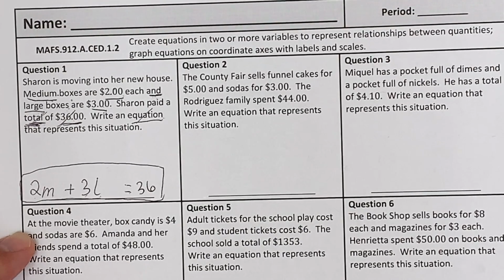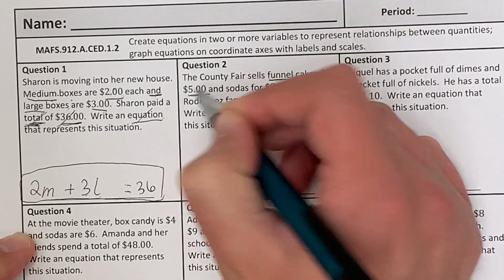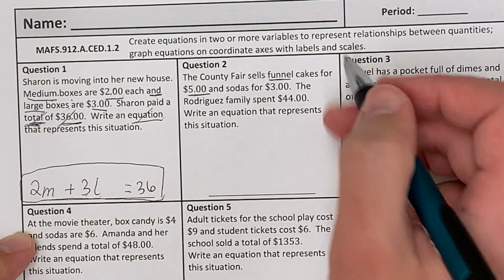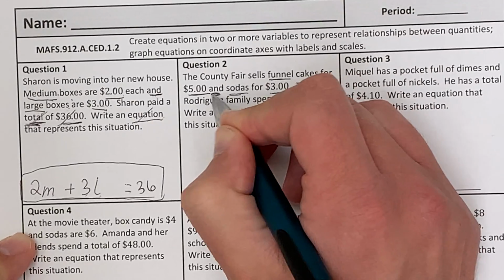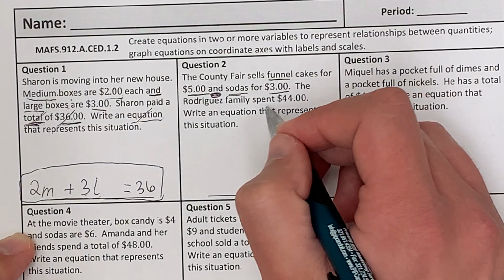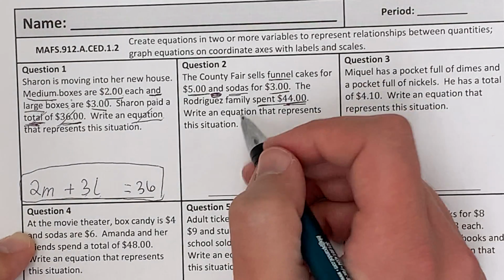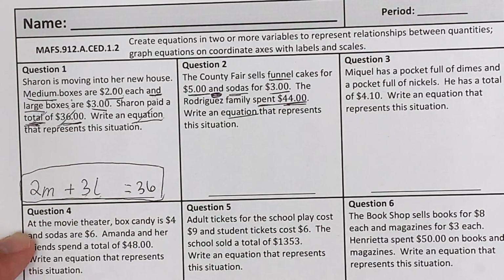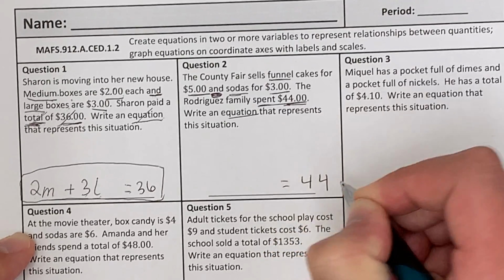The county fair sells funnel cakes. So funnel cakes for $5. So go ahead and underline funnel and 5. And then sodas for $3. Let's underline those. Oh, and it says and. Let's underline that and. The Rodriguez family spent $44. So they spent $44. So that's probably our total. Write an equation that represents the situation. All right, so they spent funnel cakes and sodas, and they spent $44 altogether, right? So let's go ahead and do that first. Equals 44.